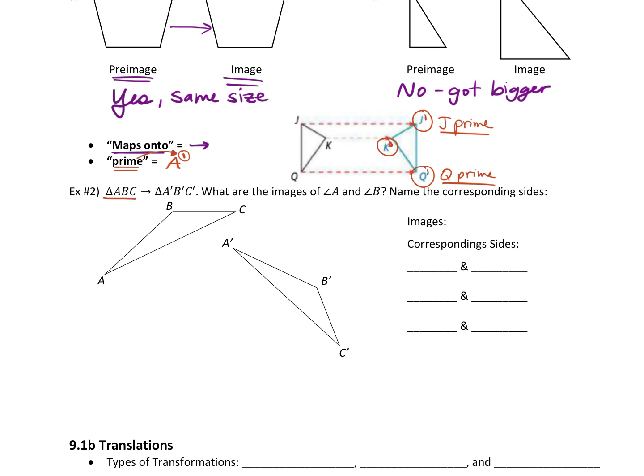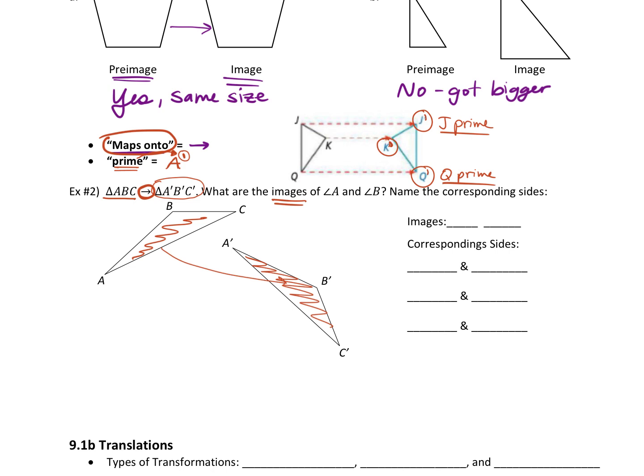Look at this. It says triangle ABC. What do you say for this arrow? Maps onto. Triangle ABC maps onto triangle A prime, B prime, C prime. So they're saying here's a triangle ABC, and it's going to become this triangle A prime, B prime, C prime. You don't need to worry about how it became that yet. We'll get there. Right now, they just want to know what the images of the different pieces are.